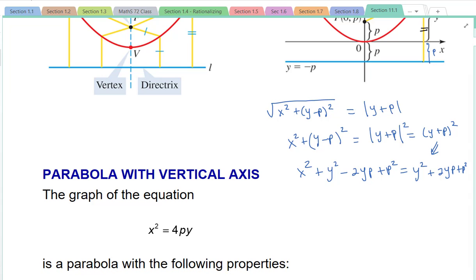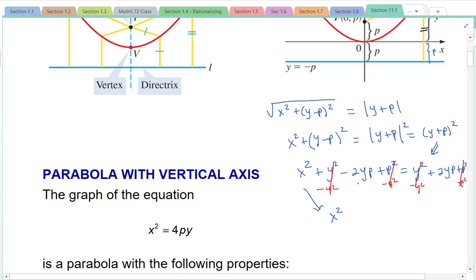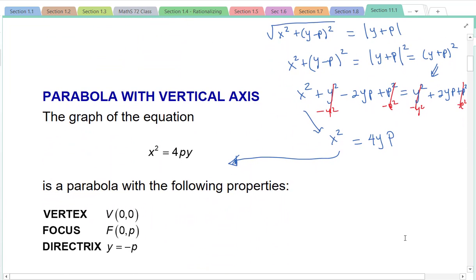When we combine like terms, notice that if I subtract the y squares from both sides, my y squares cancel. If I do the same thing with the p squares, they're also going to cancel. So the only thing left is x squared on this side. And if I add this 2yp to the other side, I'm going to have equals 4yp, which is this equation here. So that's where the equation for a parabola with a vertical axis comes from.